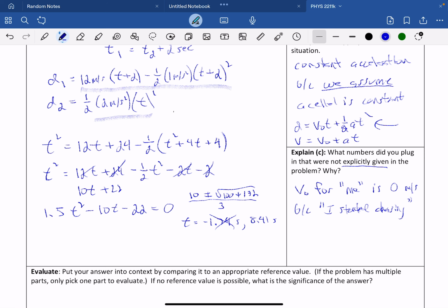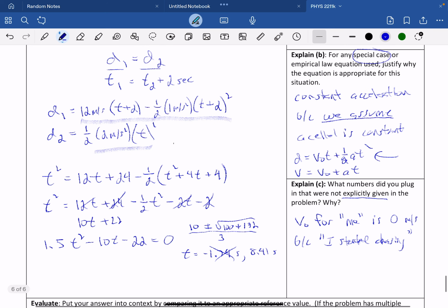So now that we have the time, one thing I want to do is come back up to D1 and see how far it actually went. So if I do 12 times 10.41 minus 1/2 times 1 times 10.41 squared, I get about 70.7 meters. And if I do 1/2 times 2 times 8.41 squared, I get about 70.7 meters, and that's good. It means that I went the same distance. Both the train and I went the same distance. But that's not what the problem asked for.